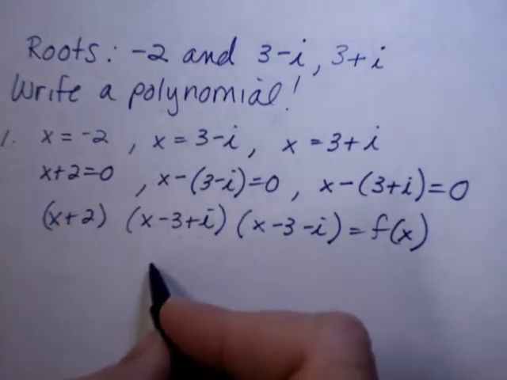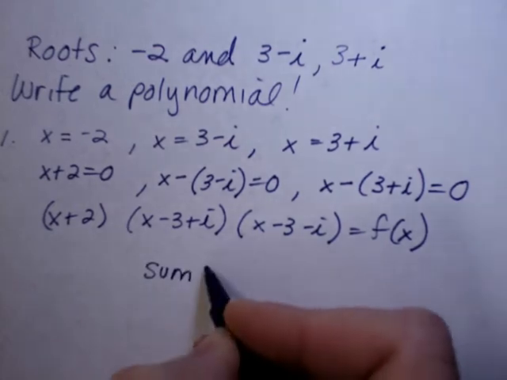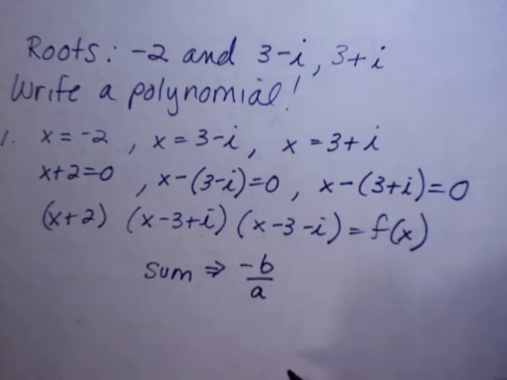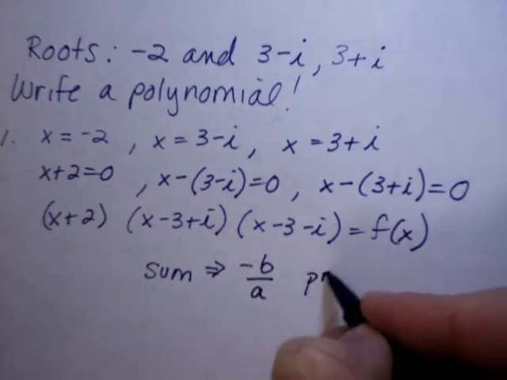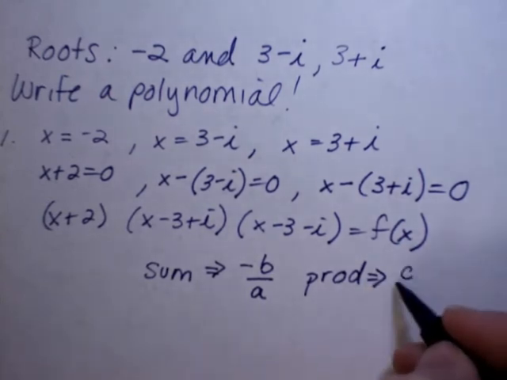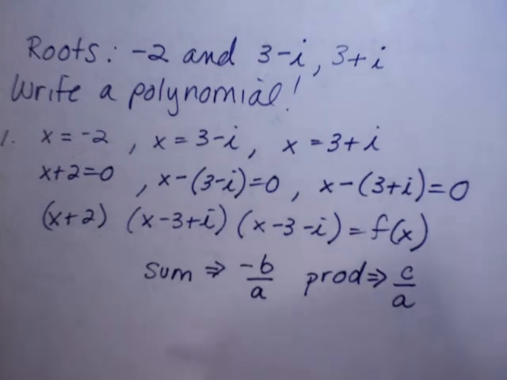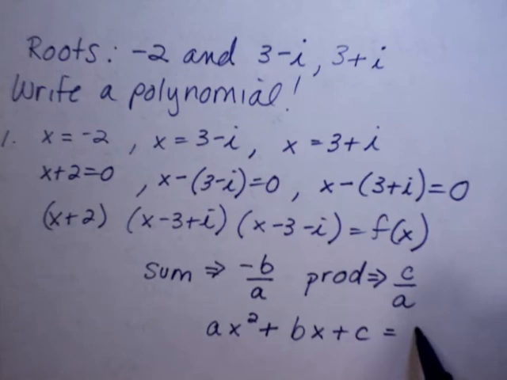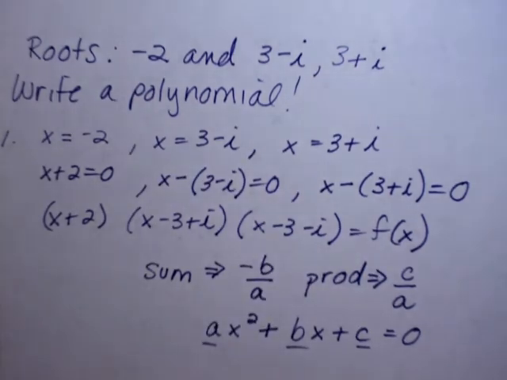So we're going to go back to our sum and product rules, which says that if you add two roots together, you will end up with the ratio of negative b over a. And the product rule, which says if you multiply two roots together, you will end up with the ratio of c over a. A, b, and c relate to our quadratic equation in standard form. So what we're doing is we are coming up with the numbers that fill in those coefficient places, a, b, and c.